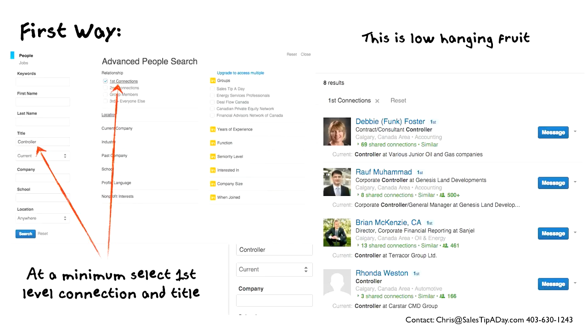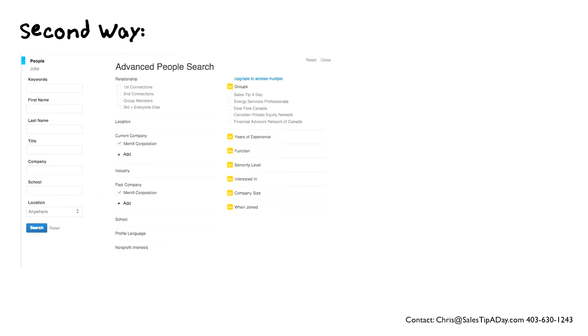And for me, I look at this as the lowest hanging fruit. If I'm offering a financial solution to controllers and organizations, first thing I should be doing is reaching out to these people that I'm connected with at a first level who are in a controller role in organizations.